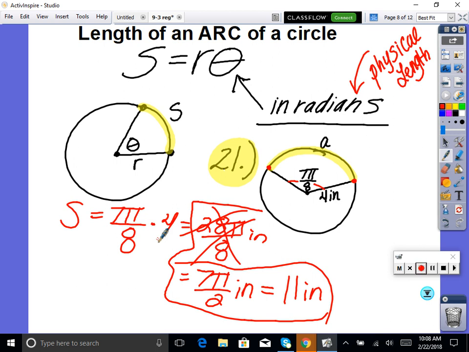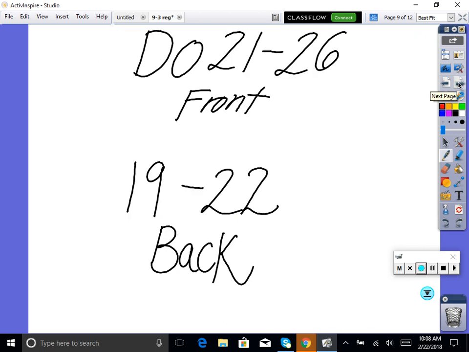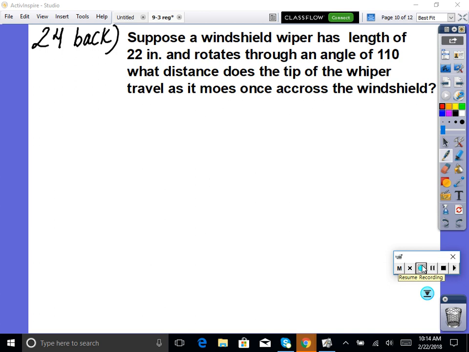Yeah. Just radius times theta. That's all you got to do. Okay, there you go. Do these problems. More likely what you'll be asked, they're not going to just say, find the length of the arc on an ACT. They're going to give you a problem like 24.